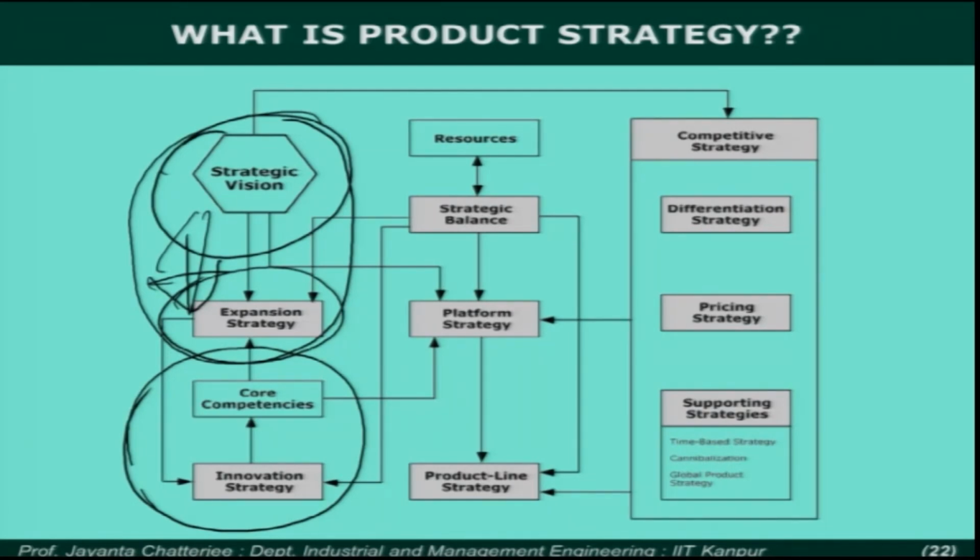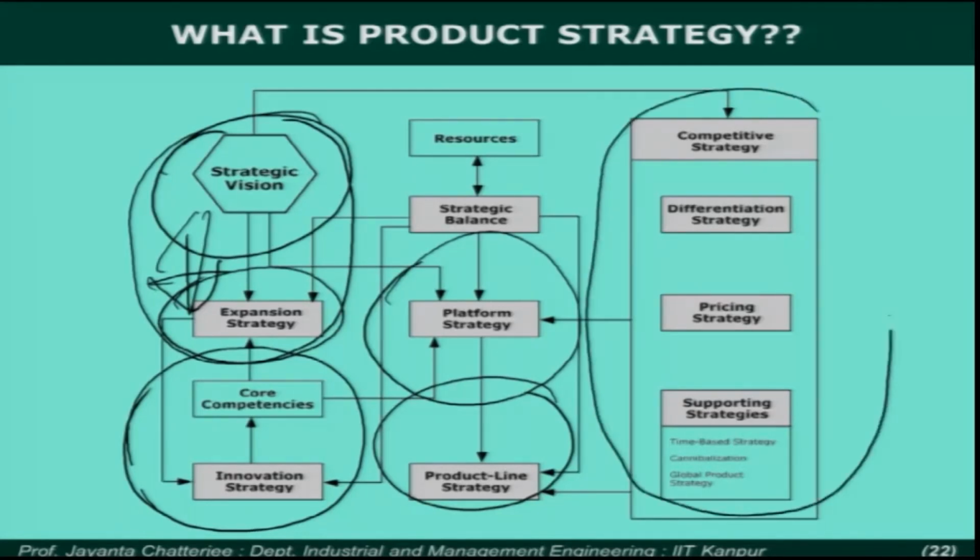So between these two you create some kind of a strategic balance from where you evolve what we call platform strategy and product line strategy. This is actually what we are going to discuss. It will later on relate to a more detailed competitive strategy, differentiation strategy, pricing strategy and other supporting strategies. We will discuss those in the future sessions. Today we are basically going to focus on what exactly this platform strategy is.